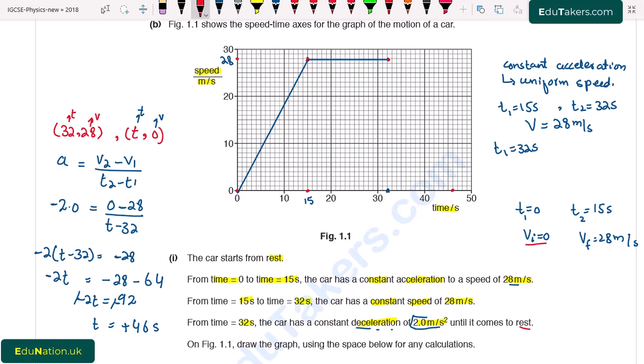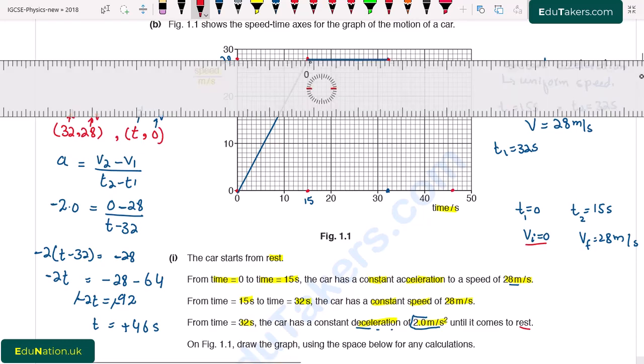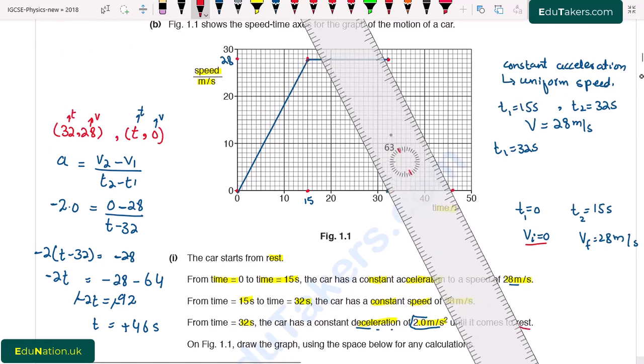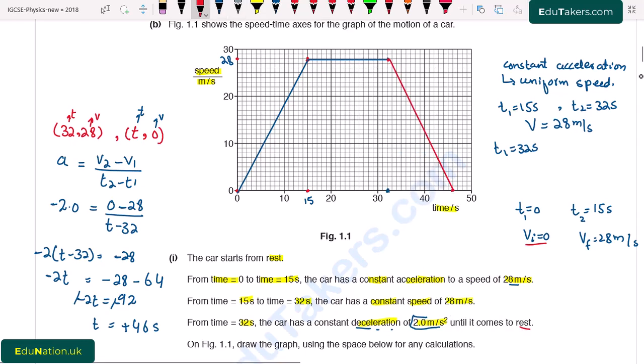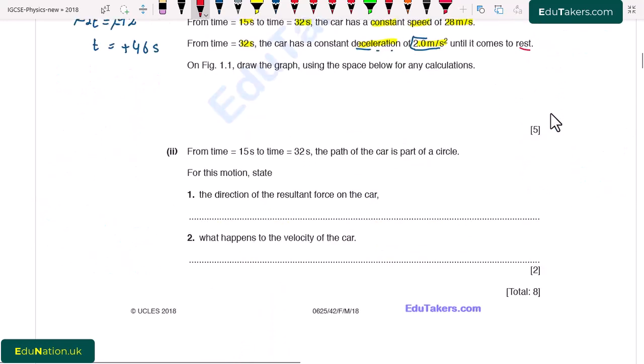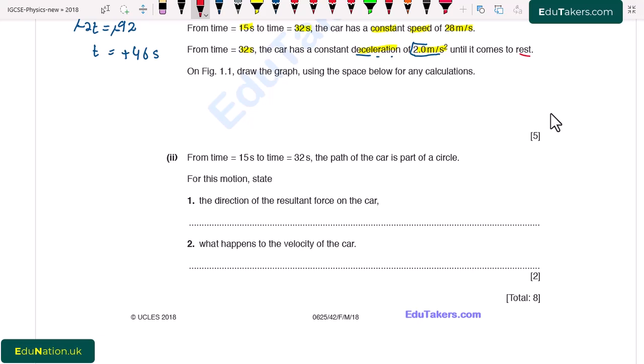It means that when time t is equal to 46 seconds, the car comes to rest. So I have to join these points. Now I am going to join them. So this line basically shows the negative slope. Going towards the next part of this question.